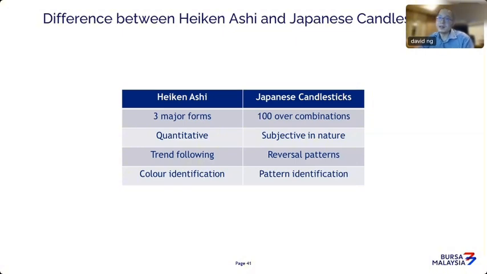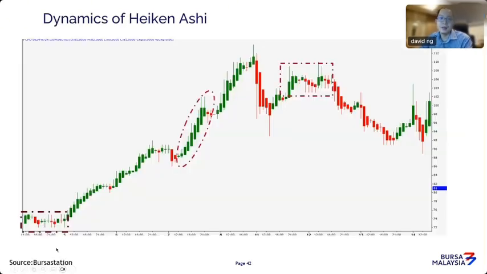And Japanese candlesticks are more of reversal patterns. If you just look at the most common configurations, they are more on reversals. Heiken Ashi is more of continuation. So as long as the trend continues, the color of the bar continues, the trend is still in place. So that's the difference between Heiken Ashi and Japanese candlesticks. So these are the dynamics.